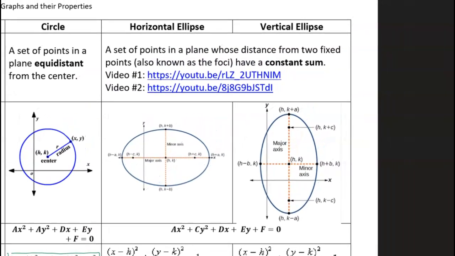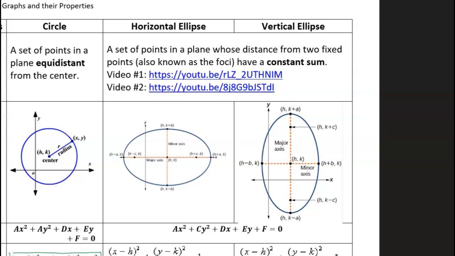So looking at the middle column and the rightmost column, you notice there are actually two different types of ellipses. There's a horizontal ellipse and a vertical ellipse. And we have linked here videos if you want some extra info on ellipses. You can go and watch those videos. You don't really need it. It's just if you're curious.